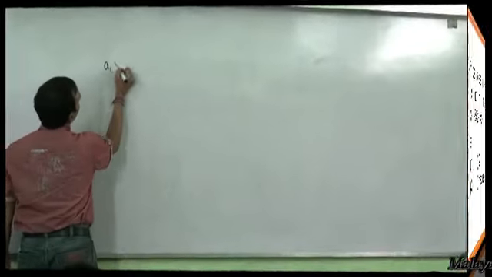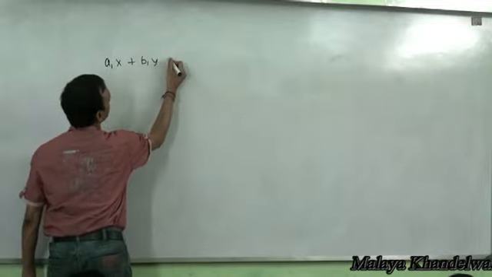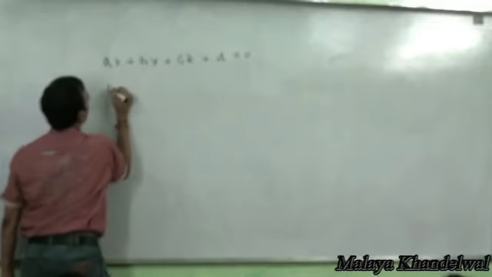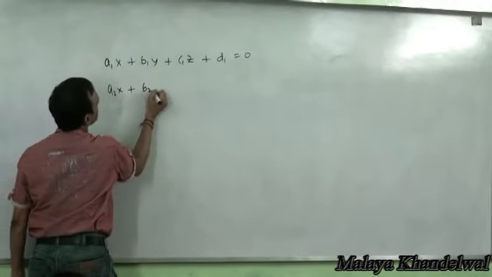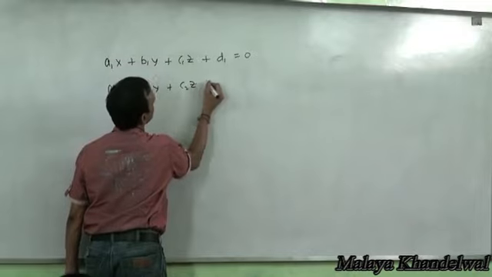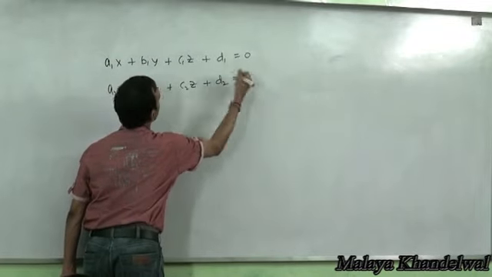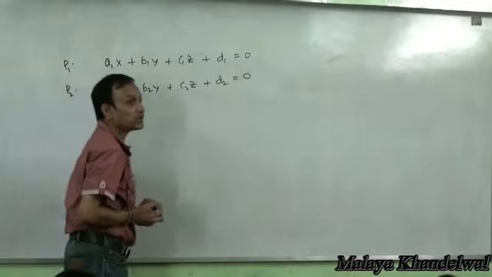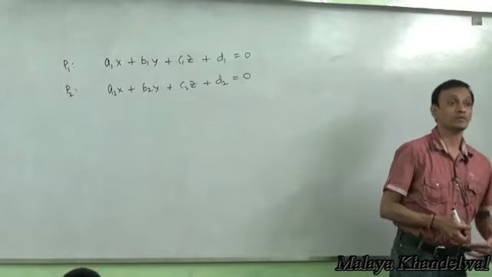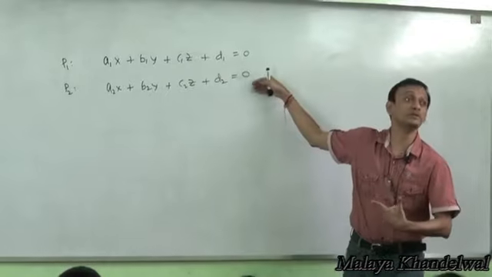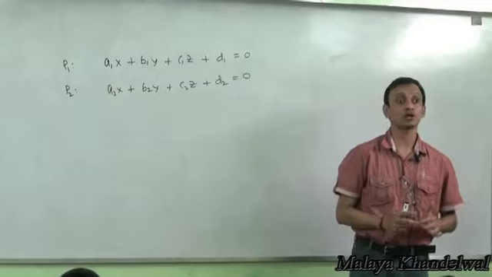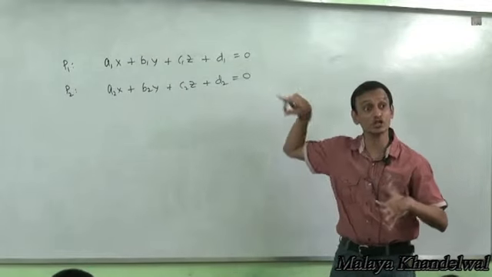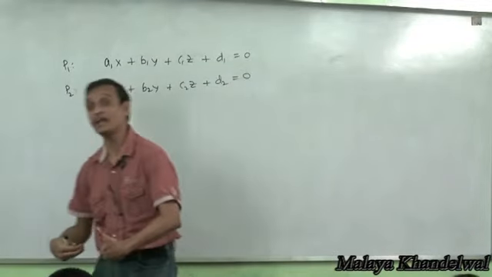Suppose there are two planes, a1x plus b1y plus c1z plus d1 equal to 0, and a2x plus b2y plus c2z plus d2 equal to 0. These are two planes, plane P1 and plane P2. Sometimes they'll say that given a line P1 and P2, what it really means is that the line being sought is the intersection of these two planes. The intersection of these two planes would be the line that one is seeking.